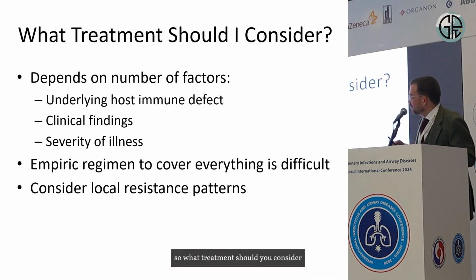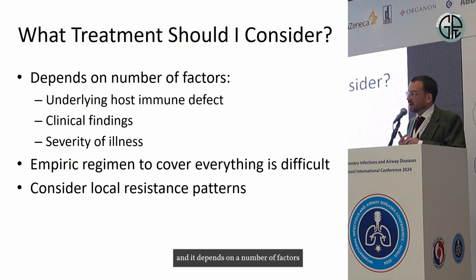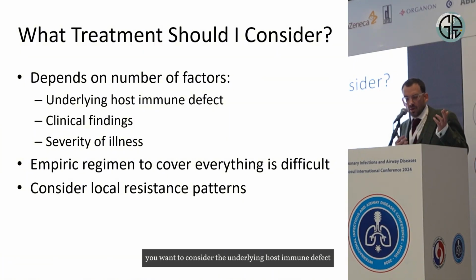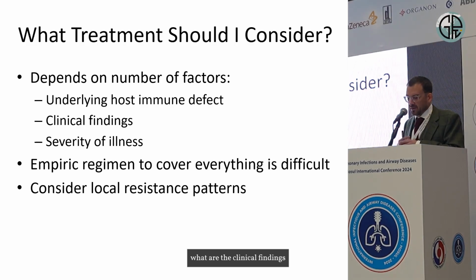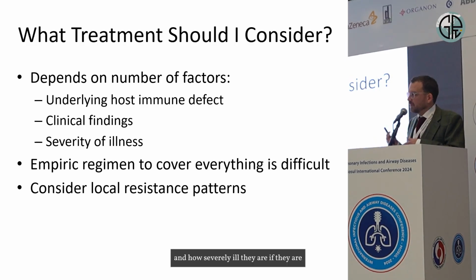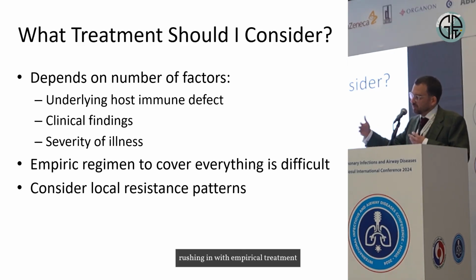So, what treatment should you consider? And I think that's a complicated question, and it depends on a number of factors. You want to consider the underlying host immune defect, how immunocompromised they are, what the clinical findings are, and how severely ill they are. If they are very mildly ill, you may have some time to undertake some tests before rushing in with empirical treatment.